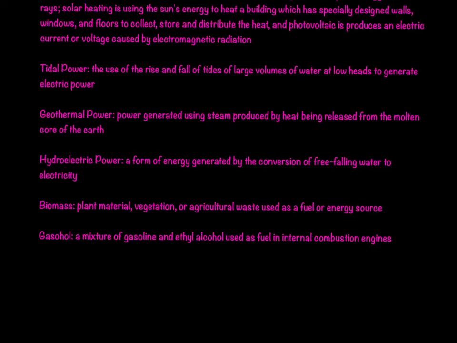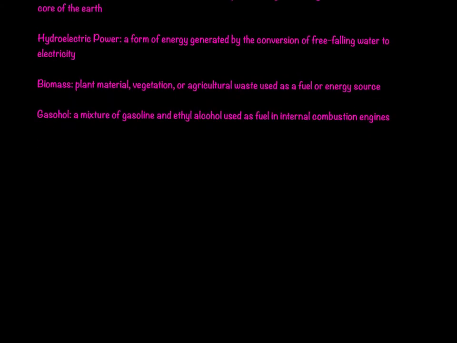Hydroelectric power. This is a form of energy generated by the conversion of free-falling water to electricity. So this is something like the Hoover Dam. So you're going to be using something like that to turn a turbine, which will generate electricity. Then we have biomass. So biomass is plant material, vegetation, or agricultural waste, which can be used as fuel or an energy resource by either burning it or doing some other process with it to get the energy out of it, or heat.